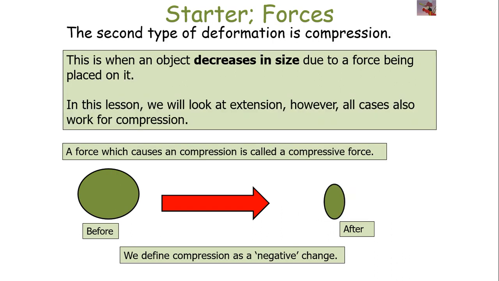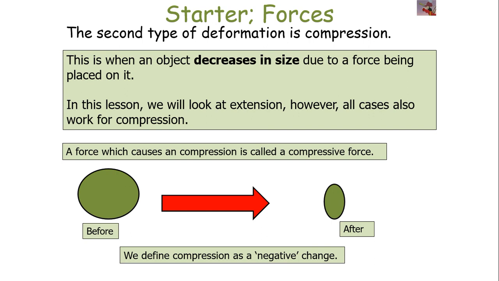Now, the second type of deformation is called compression. That's when an object decreases in size due to a force being placed on it. Now, in today's lesson, we're going to focus primarily on extension. However, we can consider compression exactly the same, just that whilst we defined extension as a positive, we're going to define compression as a negative.